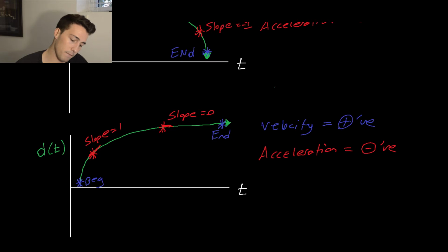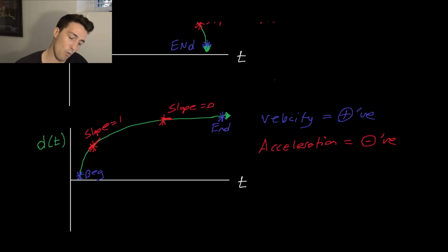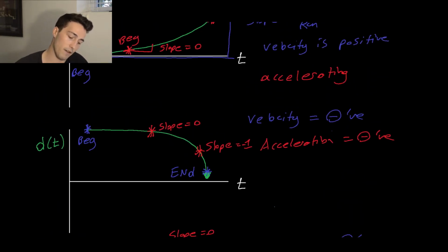And finally, before I move on, when the velocity and acceleration are different, that means that the speed, and when I say speed, I mean the magnitude of the velocity, not the direction, is decreasing. So the object is either slowing down in the positive direction or slowing down in the negative direction. Whereas in this situation, we had the velocity negative and the acceleration negative, so they matched. That means that now the object is speeding up in the negative direction.